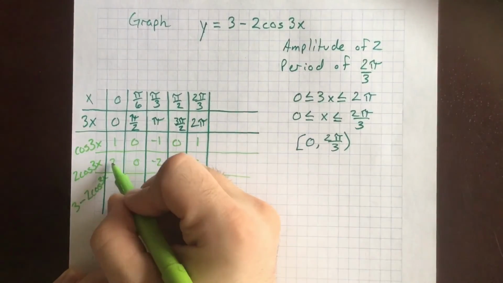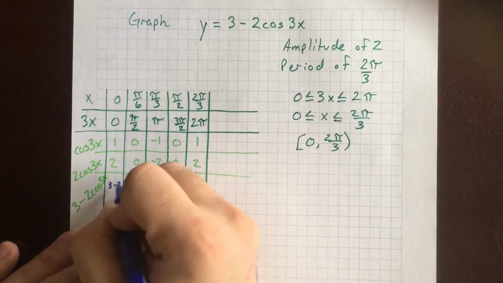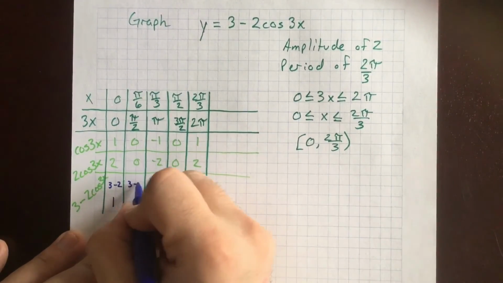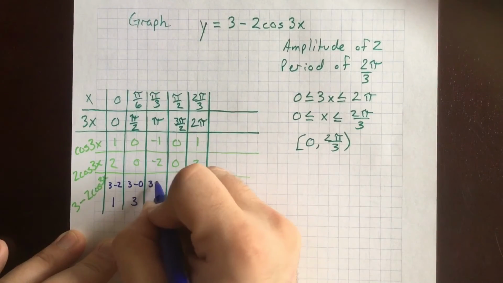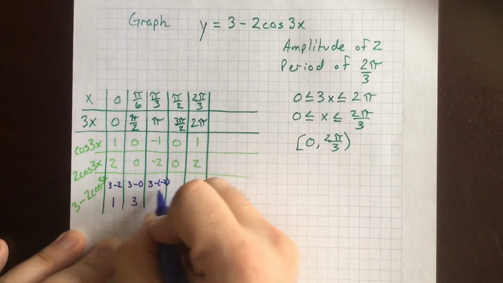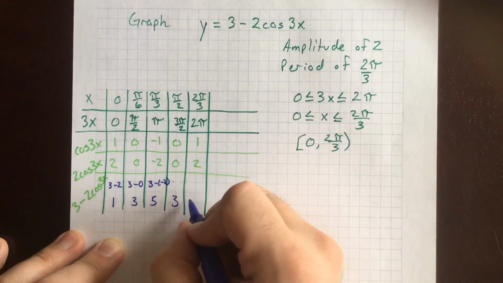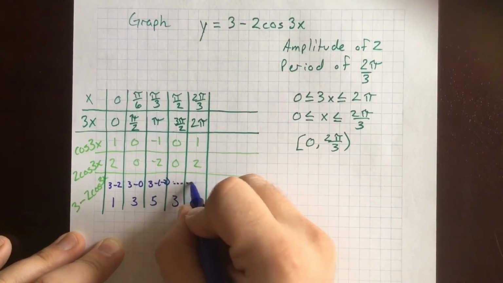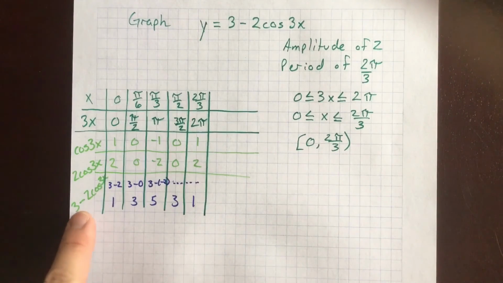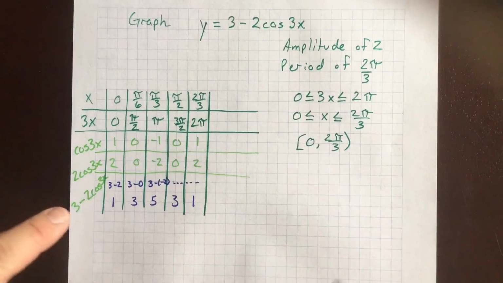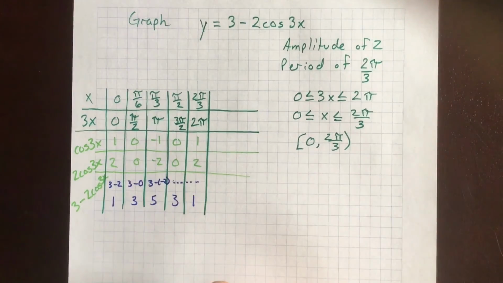So I can say 3 minus 2, which is 1. 3 minus 0, which is 3. 3 minus negative 2, which is going to be positive 5. 3 minus 0 is 3, and 3 minus 2 is 1. Okay, so that is why I did not put the negative there, because I was going to see a subtraction in my last step. So now I'm doing this.